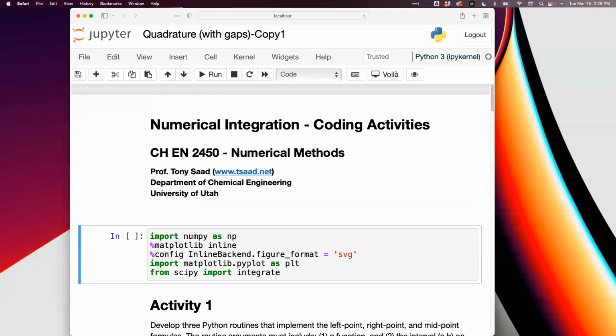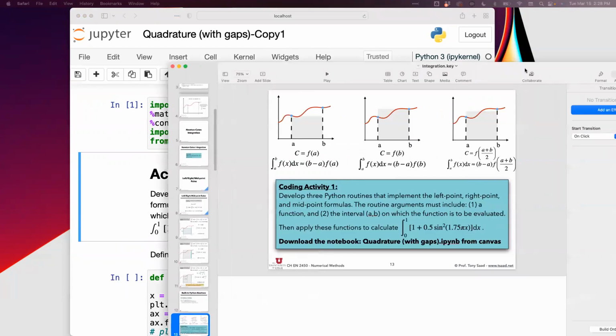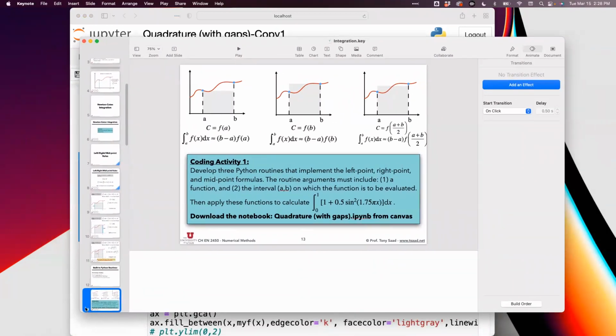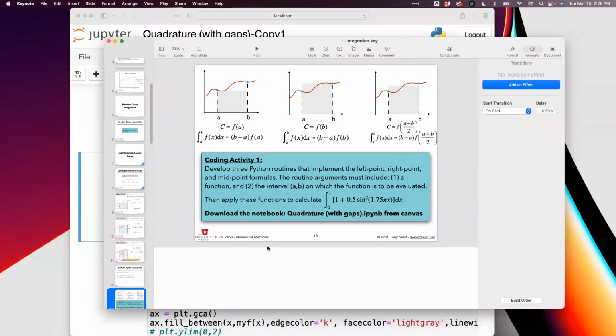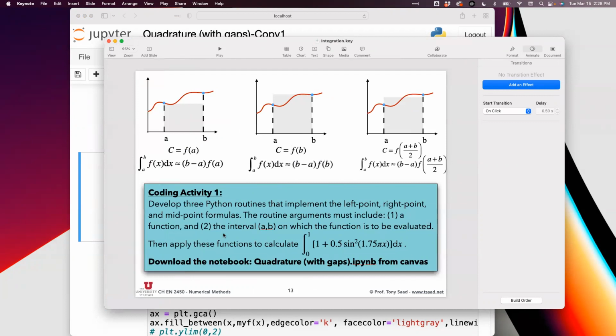Okay, so go ahead and execute this boilerplate. Okay, activity 1. I forgot to tell you what we want for the routine. The question is to develop 3 Python routines that implement the left point, right point, and midpoint formulas. The routine arguments must include a function or a function name and the interval a and b on which the function is to be evaluated.